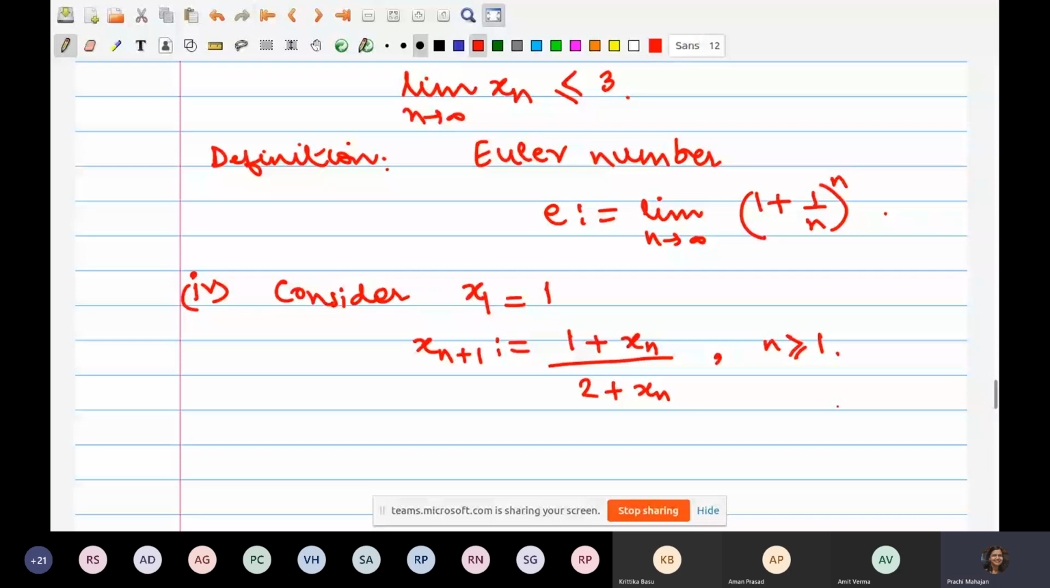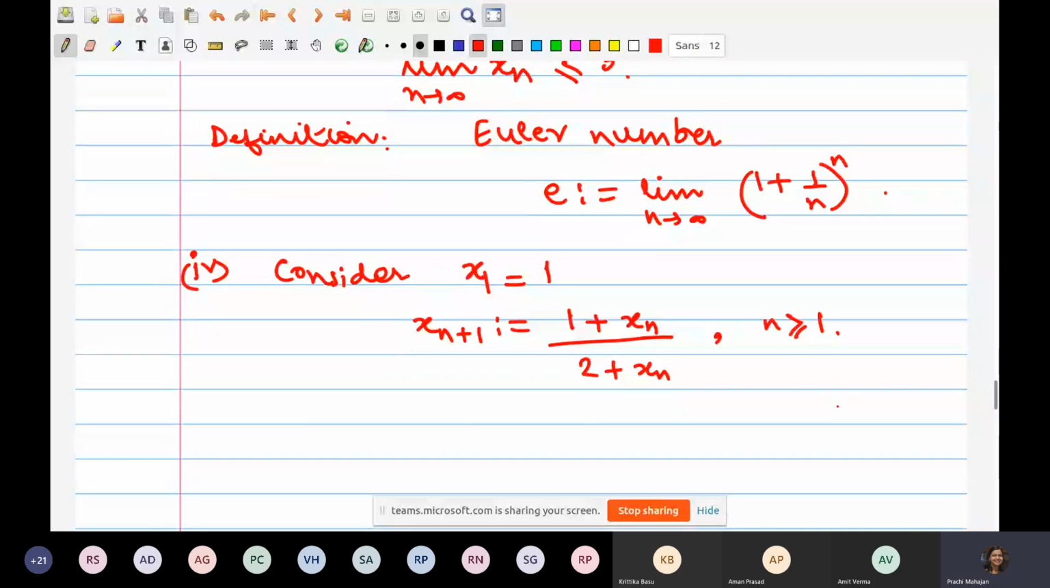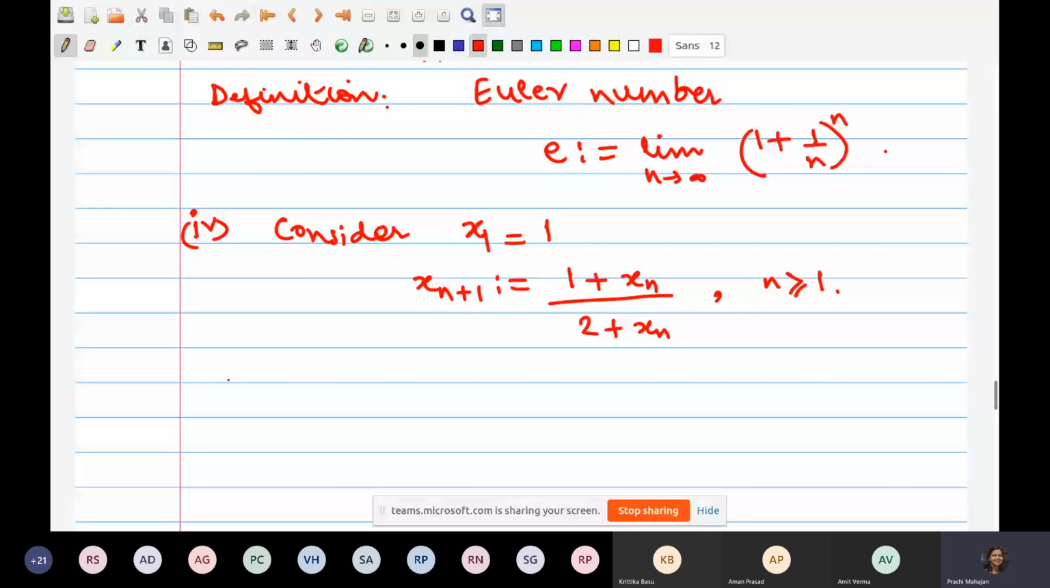So let's write down the terms of this sequence. A little calculation. x1 is 1, given. x2 would be (1+1)/(2+1), so it would be 2 by 3. Correct? What would x3 be? x3 would be (1 + 2/3)/(2 + 2/3). What would that be? So this is 5 by 8. Is that correct? Yes. Okay. All right.